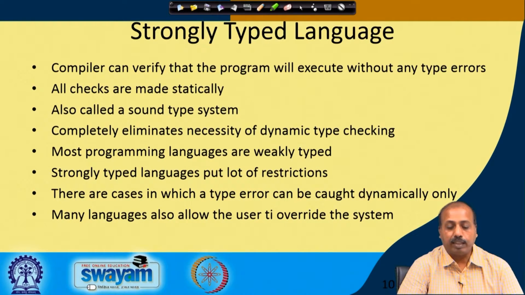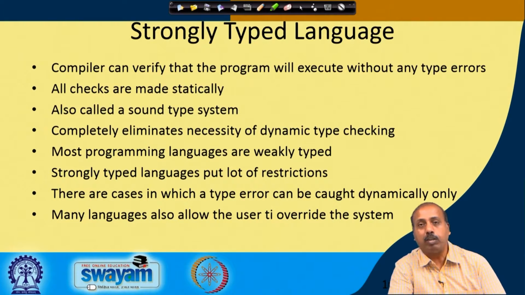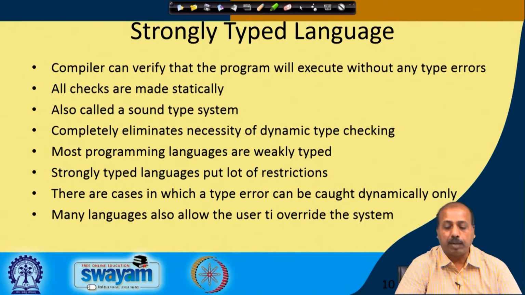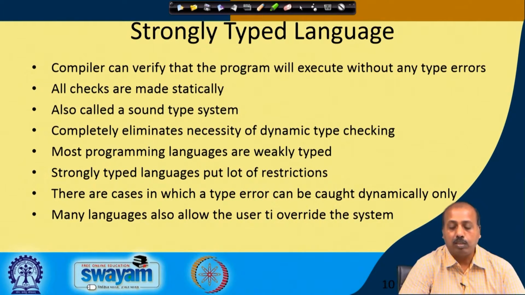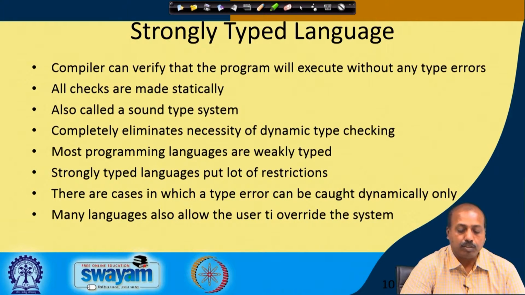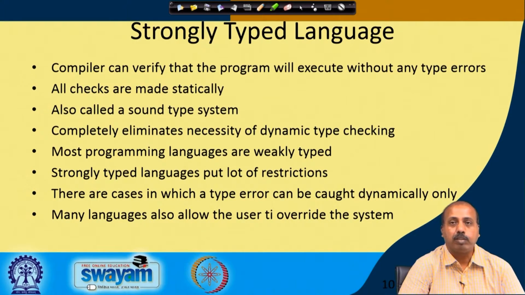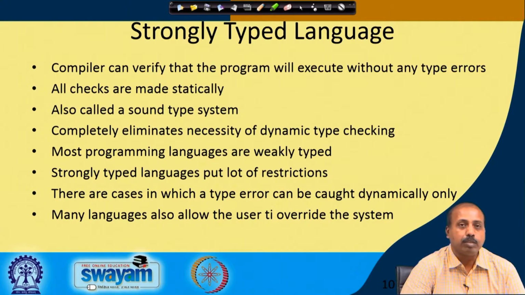So, the compiler can verify that the program will execute without any type errors. While doing the parsing, the entire program is known. So, it is looking into the entire program, and if the compiler does not give any type error, then it is guaranteed that during execution of the program there will not be any type error. So, these checks are made statically. They are static checks, and they are also called a sound type system, because the type checker that we have is very rigorous in nature.